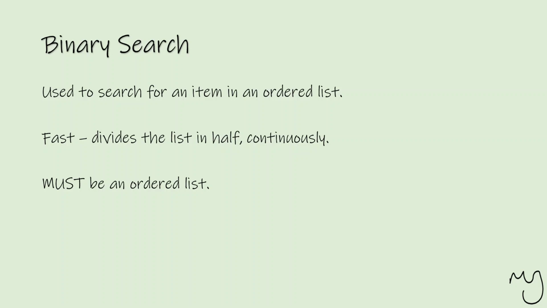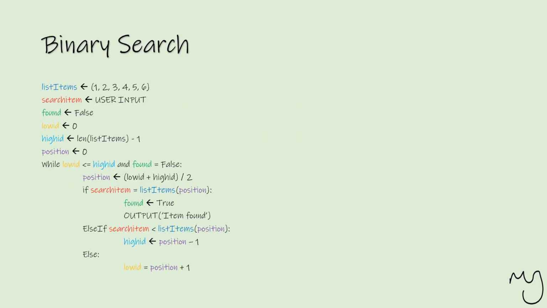And in order to better understand that, I'm going to show you another algorithm, and I'm just going to talk you through this. So again, we've got a list of items. This time you'll notice that they are in ascending order. Numerically. I then again request a search item from the user. I then have my found flag again, which is going to serve exactly the same purpose as it did in the linear search. I then have two variables, low ID and high ID.